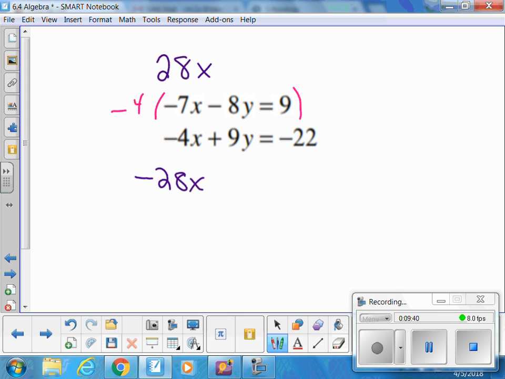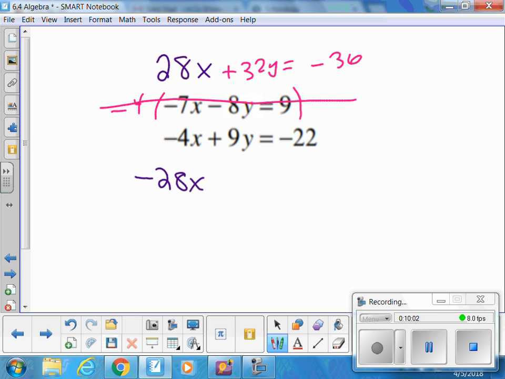So we're going to do that to the whole entire equation. And we'll have a positive 28x, a positive 32y. And these numbers are going to get large as well, so please don't have your calculator. Negative 36. And I'll draw a line through it so don't get confused later.